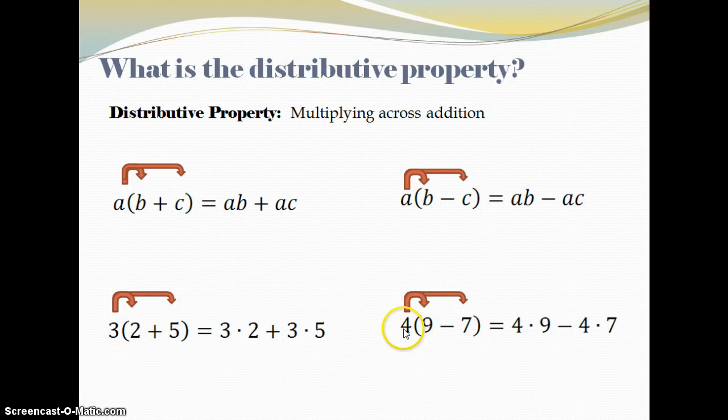This guy over here, when we go to distribute, you take your outside number, drop it off to the first term. 4 times 9, carry over your subtraction sign, 4 times 7. And once again, we will end up simplifying this portion down. I just want to make sure for now you understand the process of how to distribute.